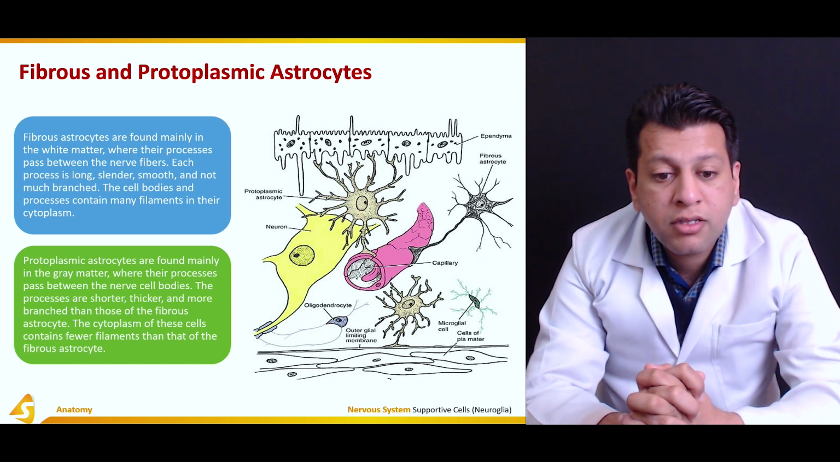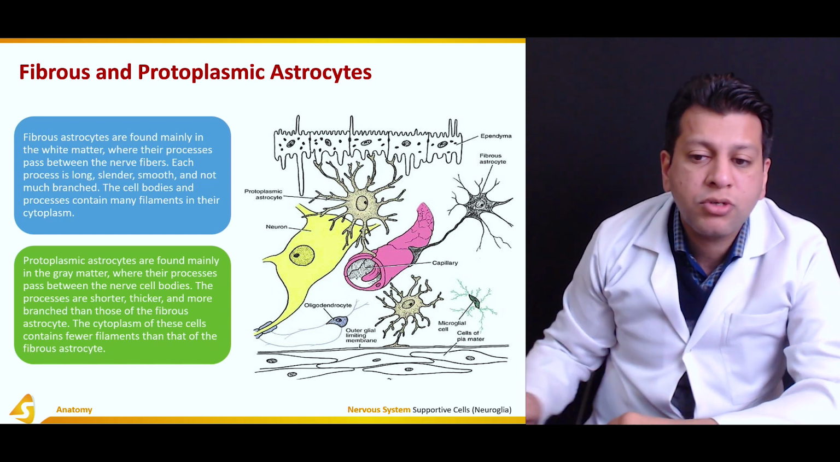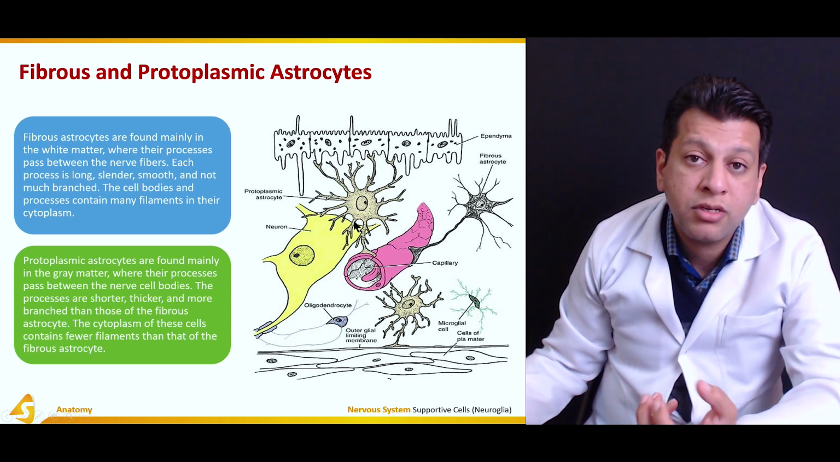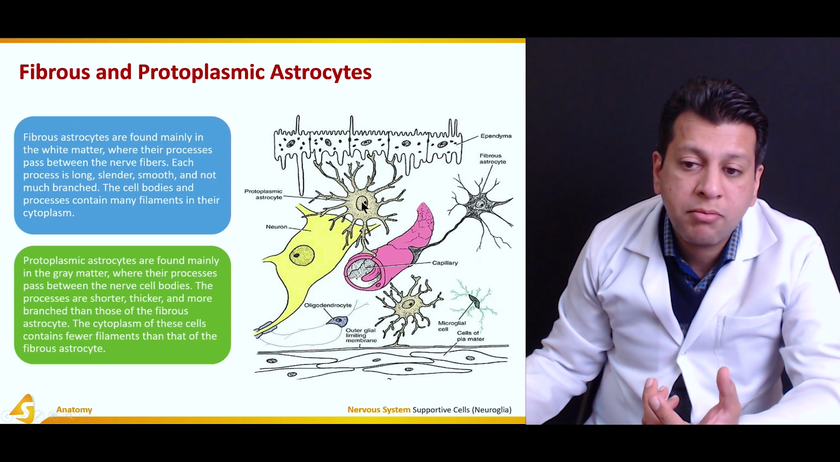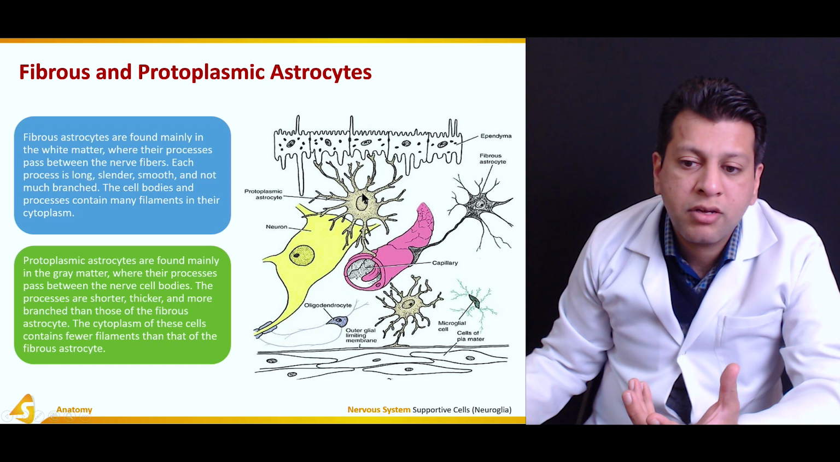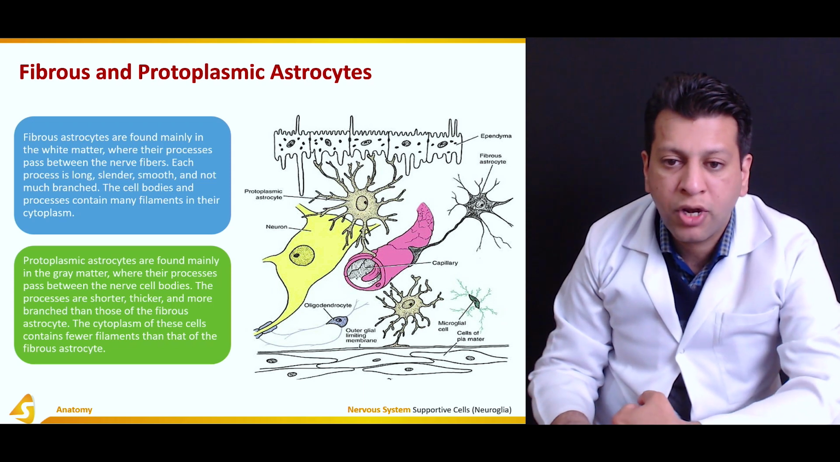Their processes are shorter, thicker, and more branched than those of the fibrous astrocytes. The cytoplasm of these cells contains fewer filaments than that of the fibrous astrocytes. Now, they are more cytoplasmic, although they do not have many filaments. That is, they do not have a role in anchorage mainly, but they are present along with the nerve cells, and they have a major role in the replacement gliosis which takes place in our body.